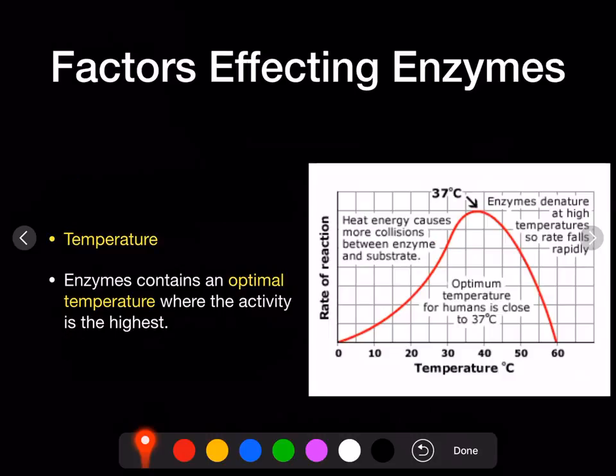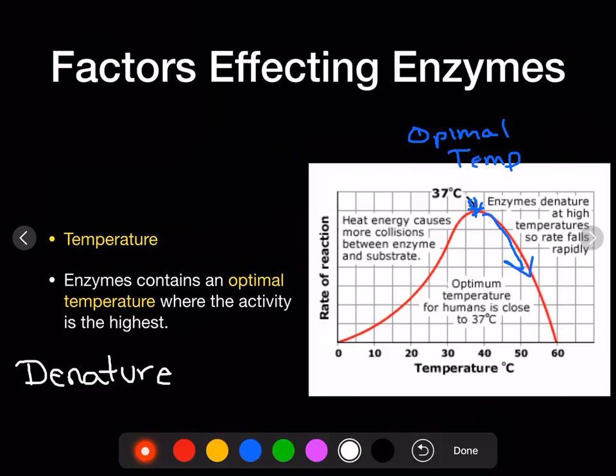Now another factor that affects enzymes is temperature. There is a certain temperature where the enzyme works properly. This is what's known as optimal temperature, and optimal temperature is where the activity is the highest. But when the temperature rises above that optimal, we begin to see the enzyme denature. What denaturing means is that the enzyme begins to break apart because of the high heat conditions. And when we break down the enzyme, the reaction no longer occurs.